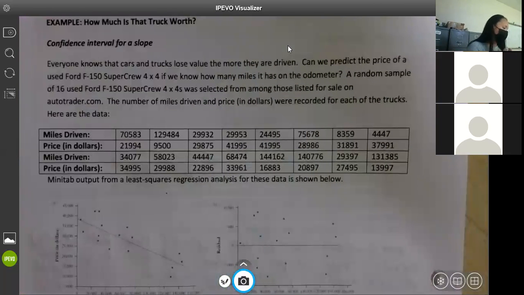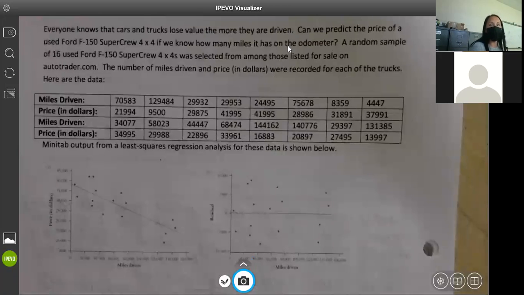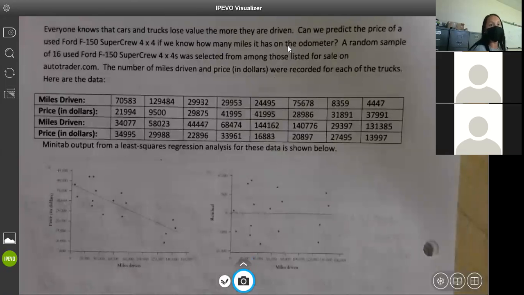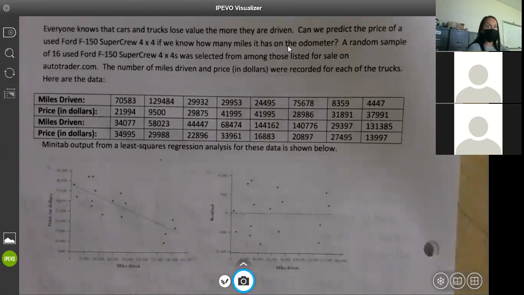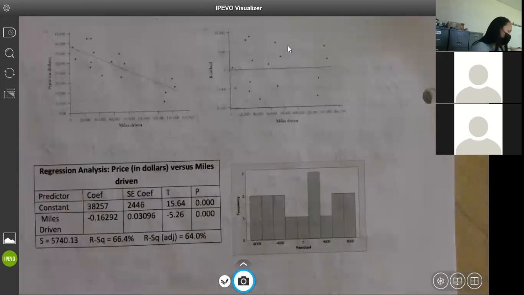All right. Confidence interval for a slope. Everyone knows that cars and trucks lose value the more they're driven. Can we predict the price of a used Ford F-150 Super Crew 4x4 if we know how many miles it has on the odometer? A random sample of 16 used Ford F-150 Super Crew 4x4s was selected from among those listed for sale on autotrader.com. The number of miles driven and price in dollars were recorded for each of the trucks. Here are the data. So we've seen this data before. This is nothing new.